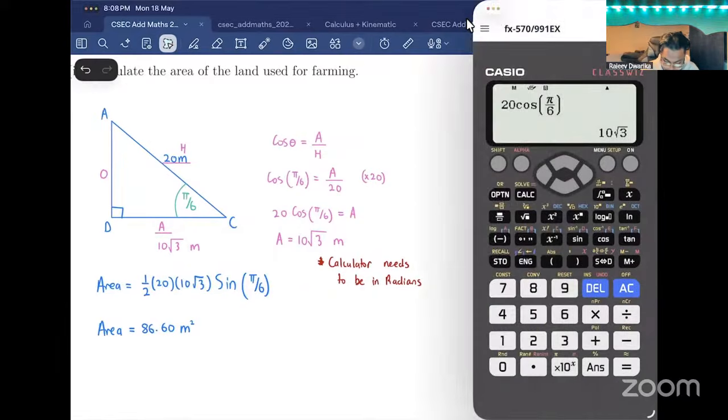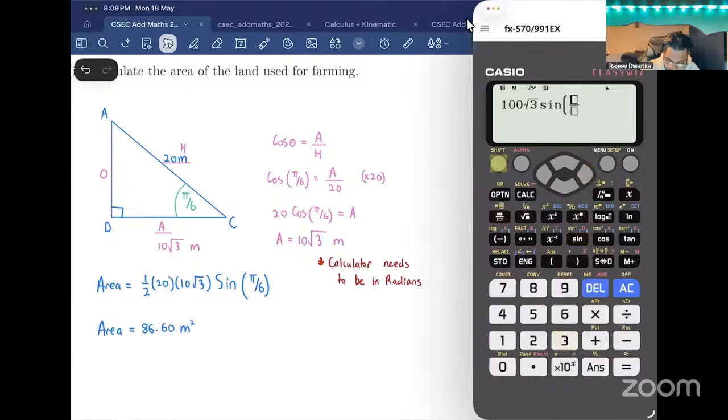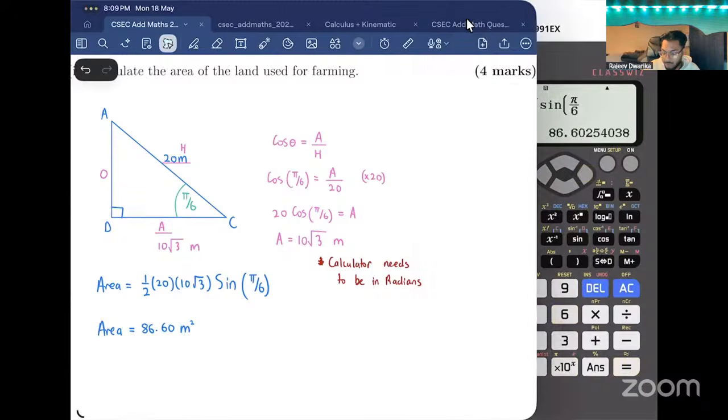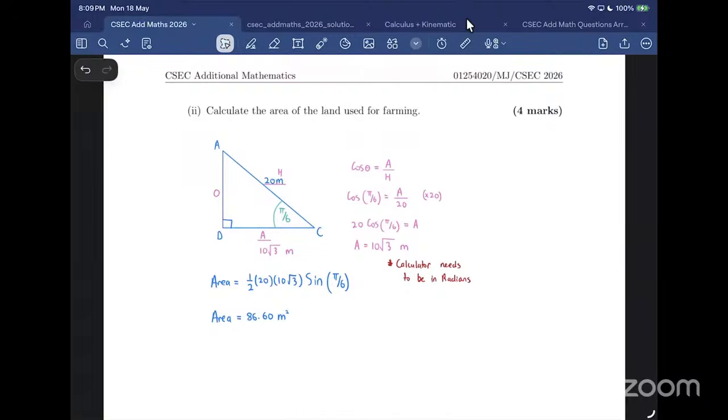Let me just check it one more time. 100 root 3 sine pi over 6. Yeah, 86.60. People in Zoom, anybody here get 86.60 or not? Yes. Okay, cool.